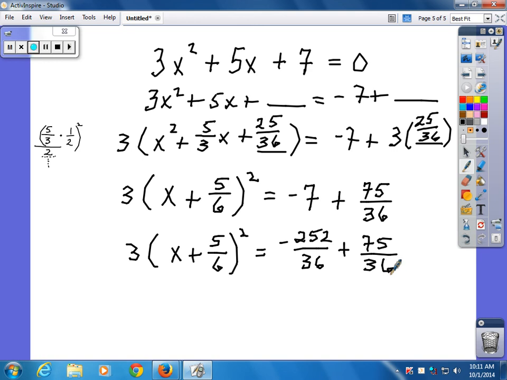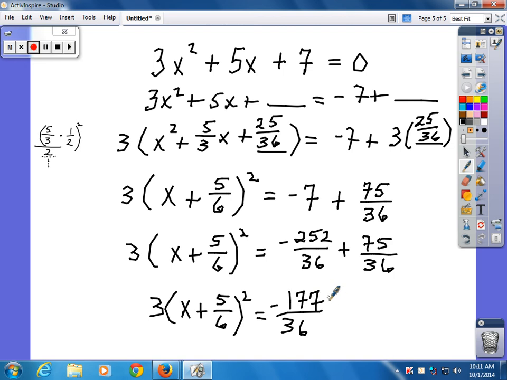And that's going to give us 3 times x plus 5/6 quantity squared is equal to, what's negative 252 plus 75? Negative what? 177. So our vertex is negative 5/6 and positive 177 over 36.